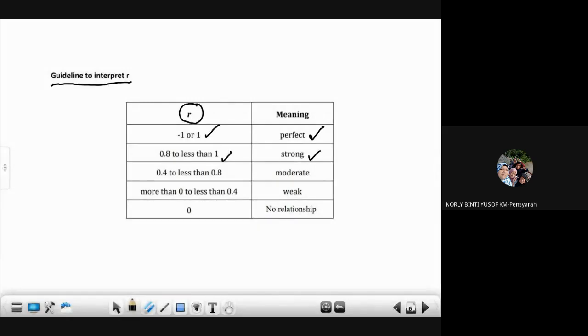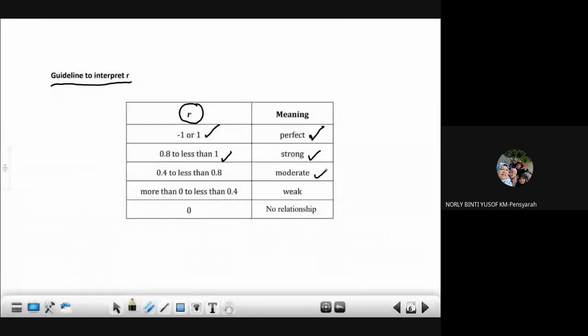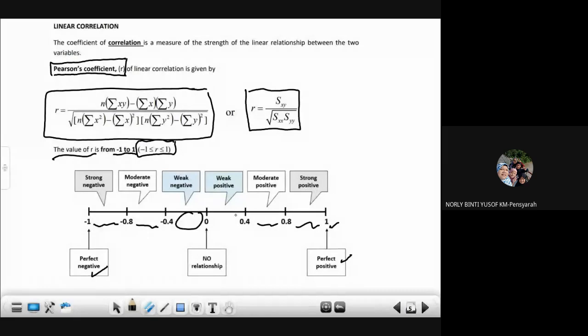And then 0.4 to 0.8 dekat sini. So dia moderate. So dia tengah-tengah kan. So dia moderate tapi moderate positif ke negatif berdasarkan nilai R. Kalau more than 0 to less than 0.4, maksudnya kawasan dia kat sini. So dia akan jadi weak lah. Weak tu berdasarkan positif ataupun negatif.